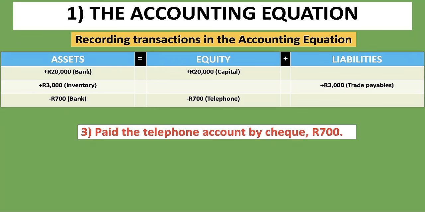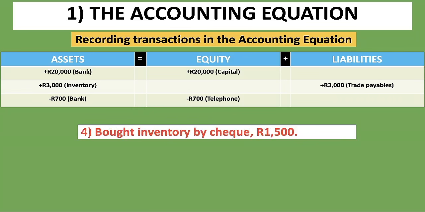So remember I said under equity we've got capital, drawings, income, and expenses. Well, telephone is an expense, so we don't just put the word expense there, we put the name of that particular expense, and in this case it's telephone. And telephone reduces the equity of the business because it's an expense. Alright, and you can see our assets still equals equity plus liabilities because we have minus 700 Rand on the asset side and minus 700 Rand on the equity side.